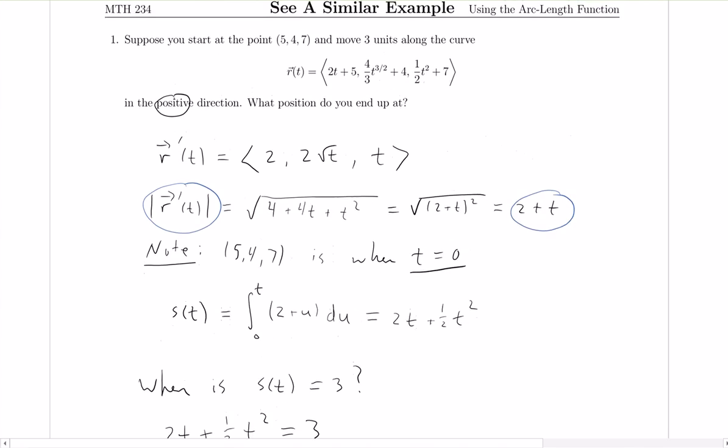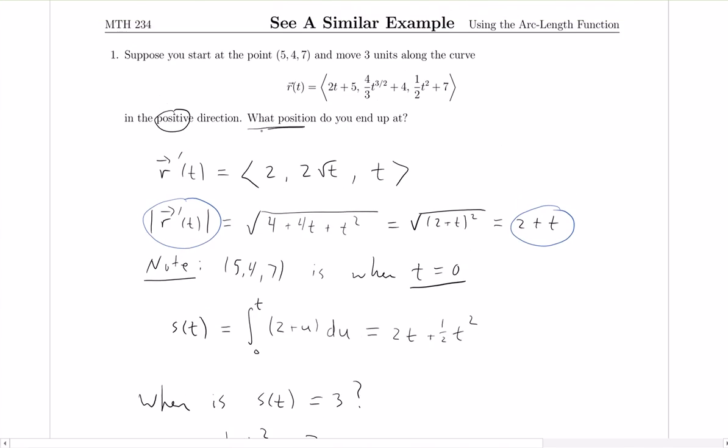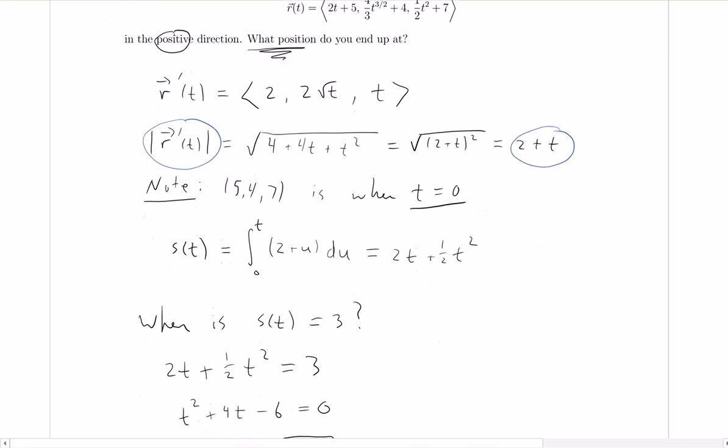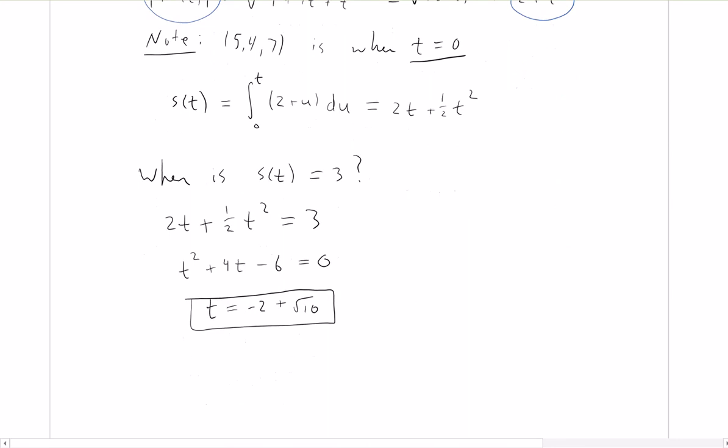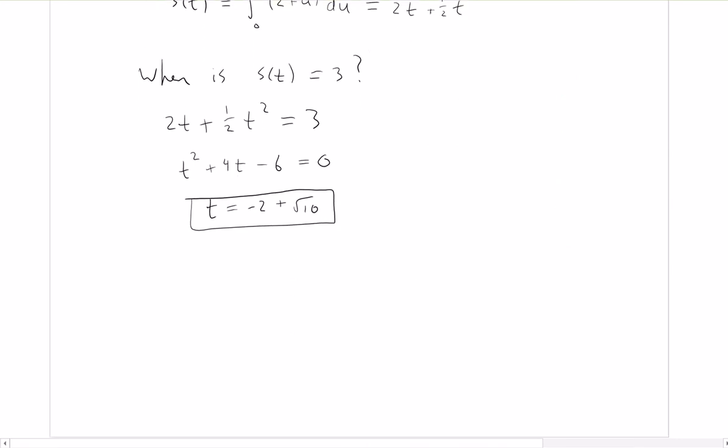But the question wasn't what value of t, but what position. But the function r is the position function, so we just need to plug this value of t back into the function r. So our final answer is just r of this number, the square root of 10 minus 2. So just plug this number back in. And it's going to look kind of nasty. It's not going to be very simple, but whatever.